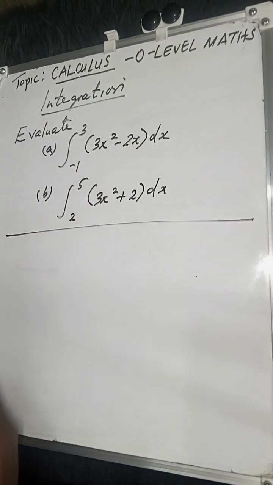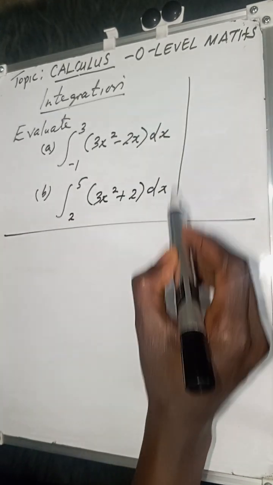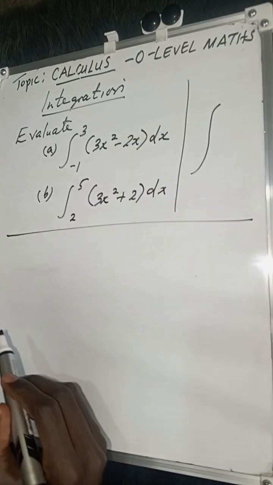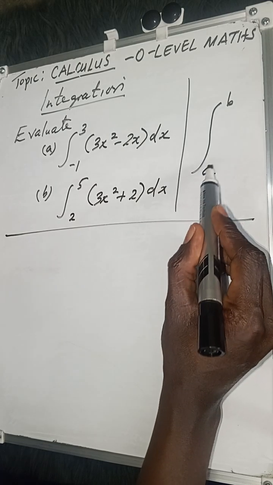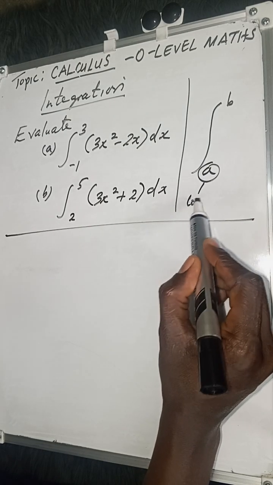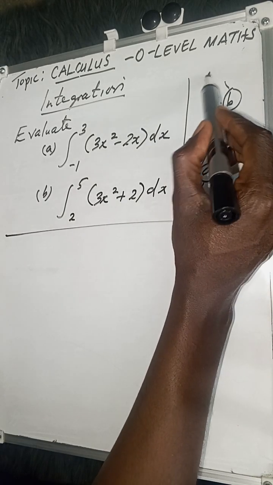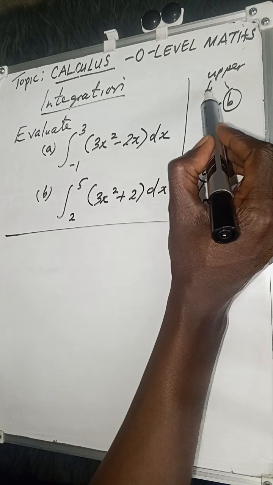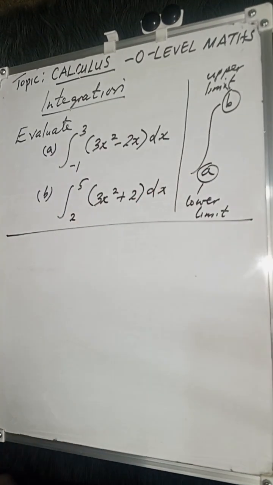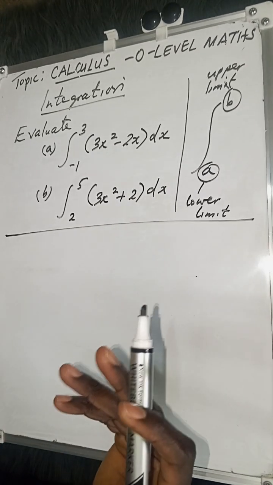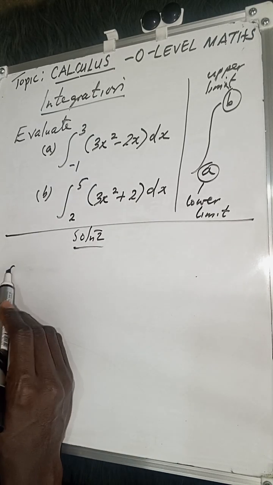So how do you treat that when they have given you the upper and the lower limit? So now when they give you, remember that is the integration symbol. If they give you A and B, this one here is referred to as being the lower limit, and that one on top there is referred to as being the upper limit. So they want you to evaluate to find the exact value when they have given you the limits. So we are going to integrate the same way we were doing it. So let's try to look at the solution to these ones without wasting time.